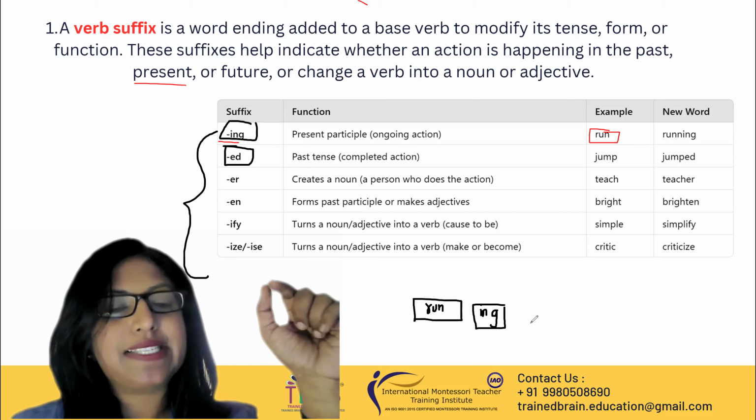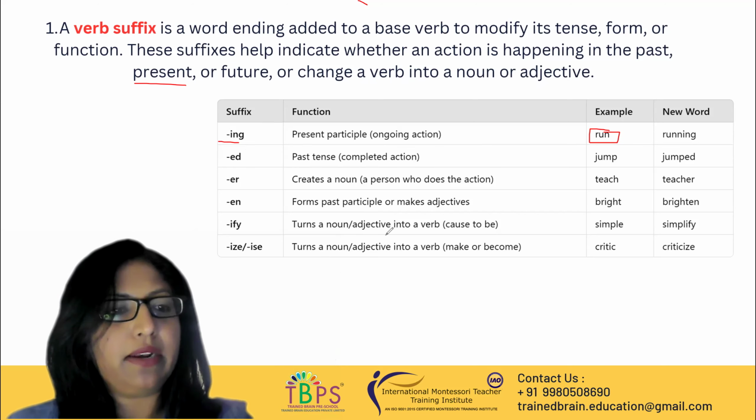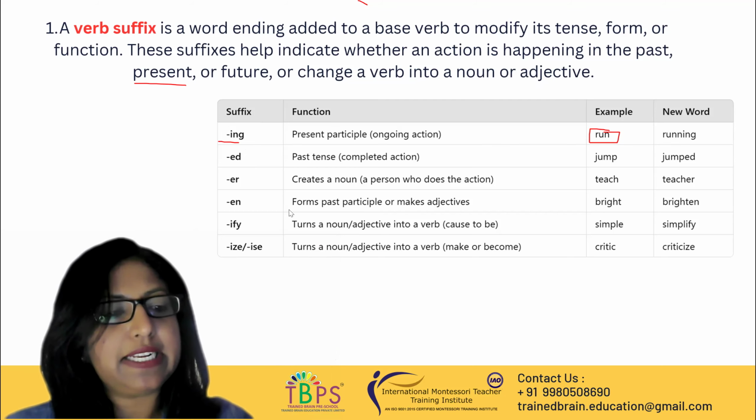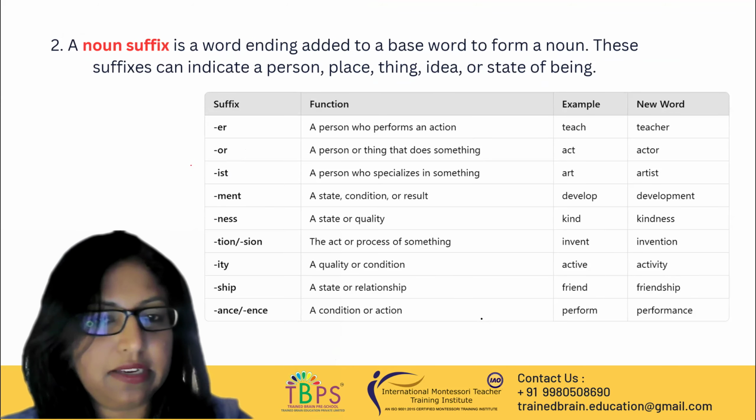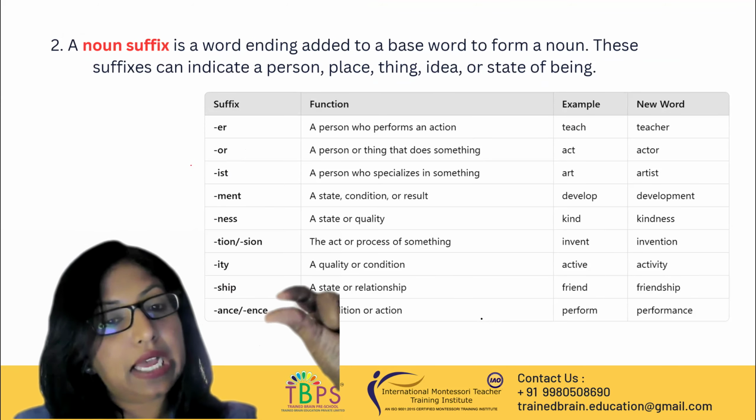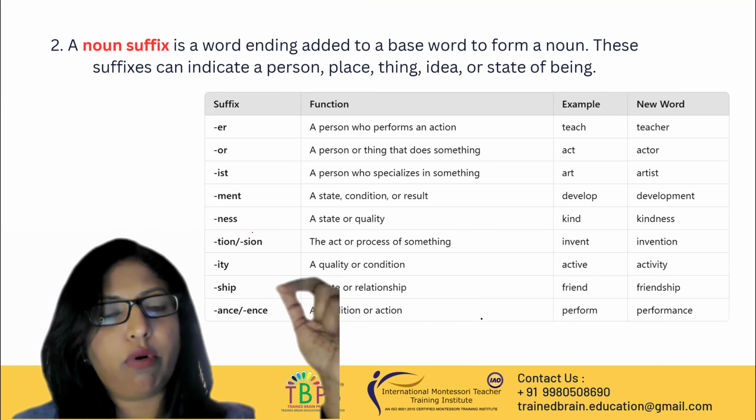Now moving to our second kind. Please note down or you can take a screenshot too. The second one becomes even easier for us. It is not related to the verb forms. Now it is related to our noun suffixes. I can still add an er. I can still add other suffixes like or.